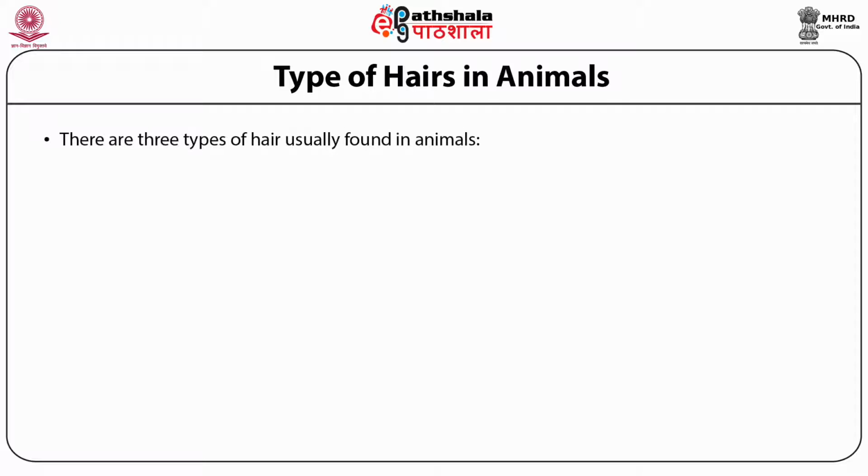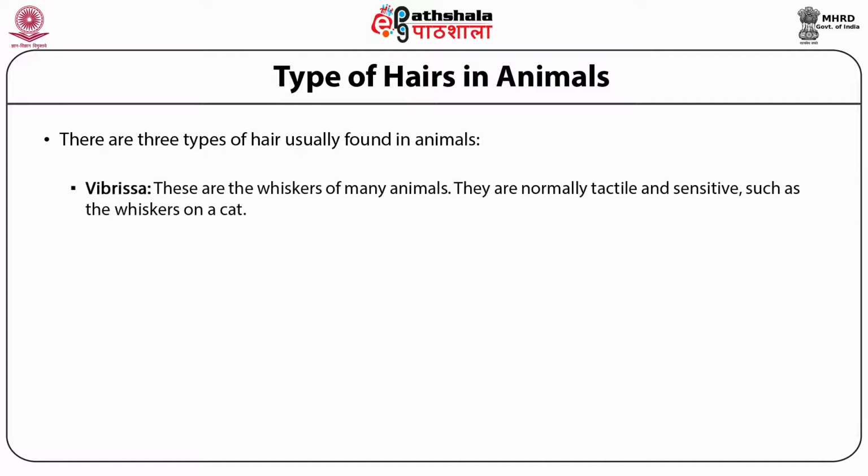There are basically 3 types of hairs usually found in animals. The first type is the vibrissa. These hairs are the whiskers of many animals. They are normally tactile and sensitive, such as the whiskers on a cat.